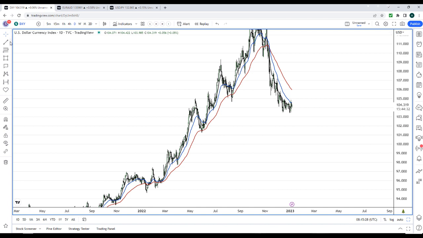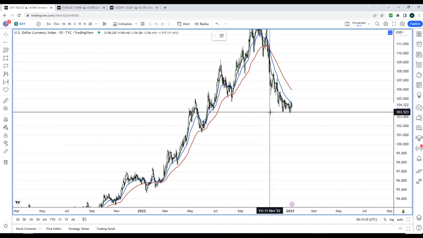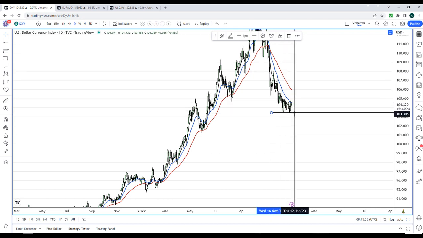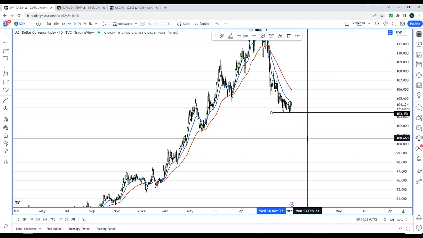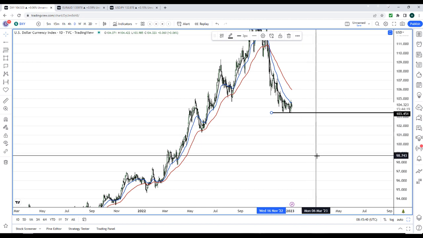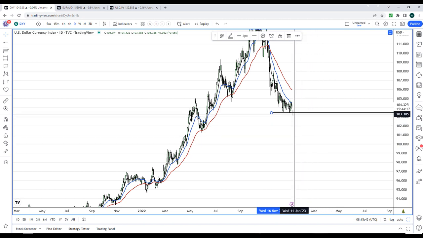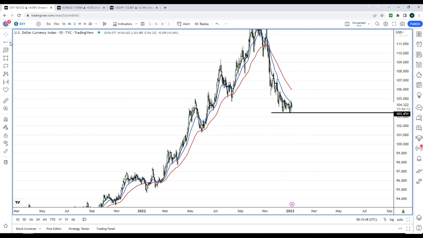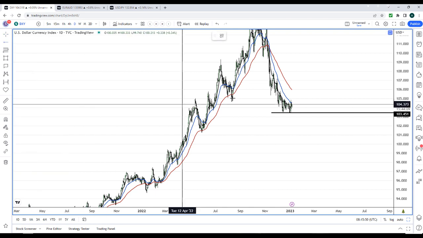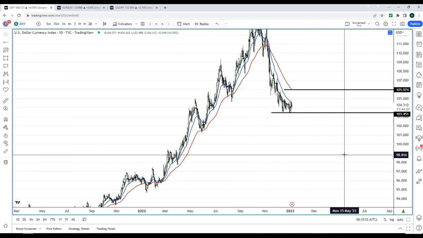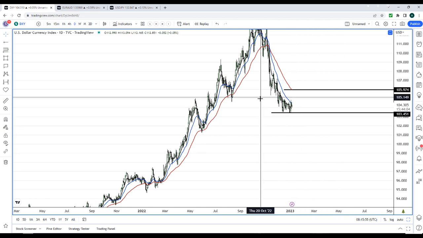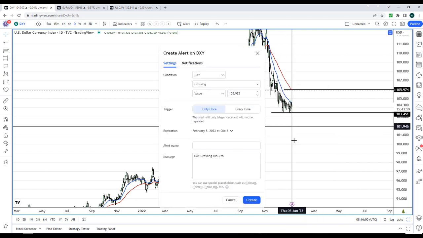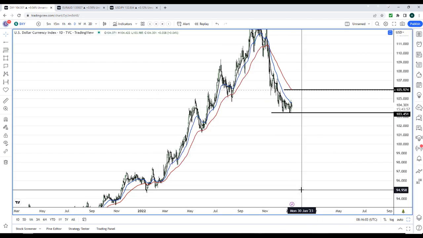Okay, I'm just going to draw a little horizontal ray in, because this is basically the bottom of the impulse. So if we close below that impulse, potentially we are starting a new move to the downside. So I would set an alert underneath this low here, and also potentially watch this 50 moving average on the daily, or anywhere around the 106 level. We can set alerts. I'm going to do that right now actually. Set an alert there. So that's potential resistance.